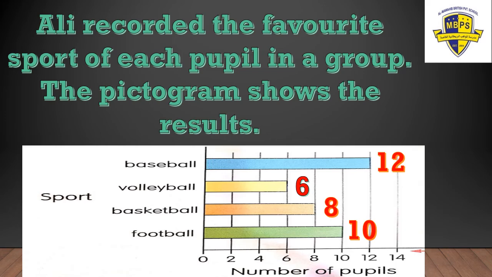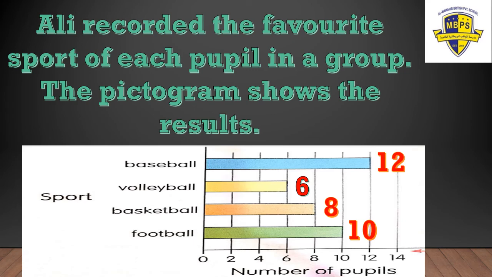Okay. Now, how many pupils like to play football? Now, you can see that the green bar comes on number 10. So, 10 pupils like to play football. How many pupils like to play basketball? Come on, tell me, students. Very good. 8 pupils like to play basketball. What about volleyball? How many pupils like to play volleyball? Look at the yellow bar. Excellent. 6 pupils like to play volleyball. And what about baseball? Look at the blue bar. Very good. 12 pupils like to play baseball.